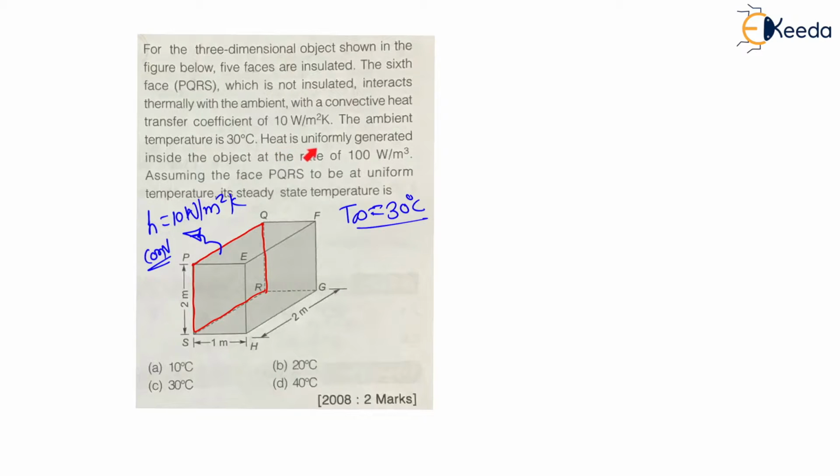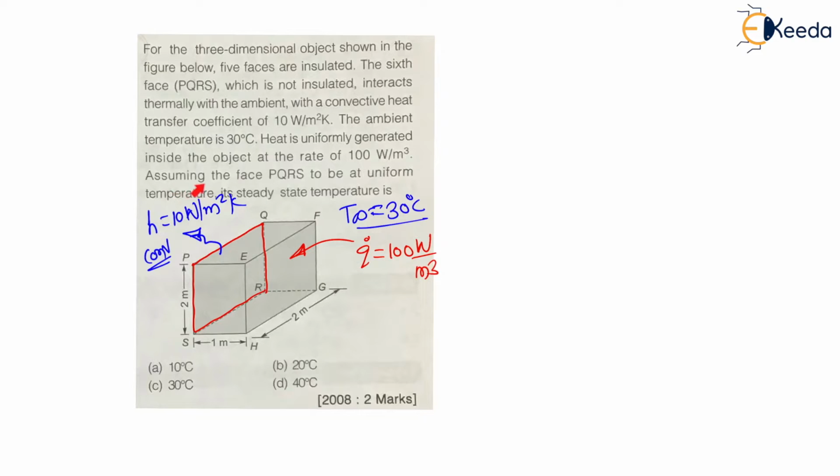Then heat is uniformly generated inside the object at a rate of 100 watt per meter cube. Now there is uniform heat generation in this object, right? In this object, the heat is generated uniformly at the rate of Q dot. This Q dot is given as 100 watt per meter cube. Now this Q dot is nothing but heat generated per unit volume, right?